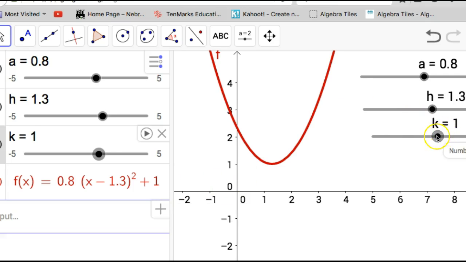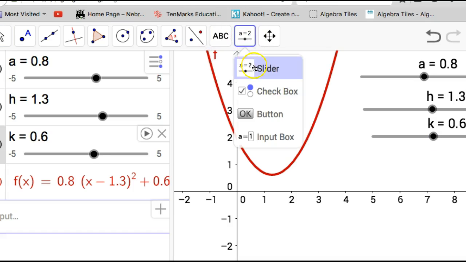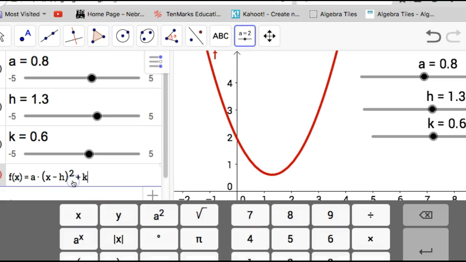And so that's a nice little thing you can play with just to understand what's going on. All I did to build that was add sliders, and there's the function. So you add the sliders first, and then you type in the function f of x equals a times parenthesis x minus h squared plus k. So that general form again.